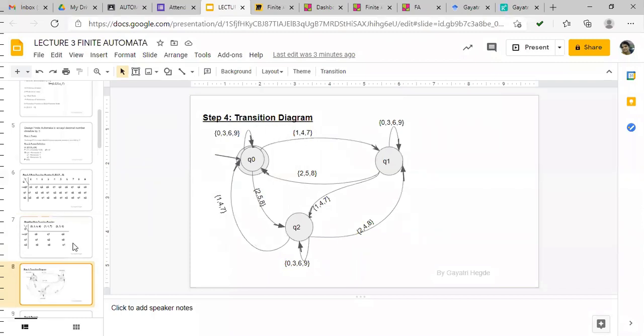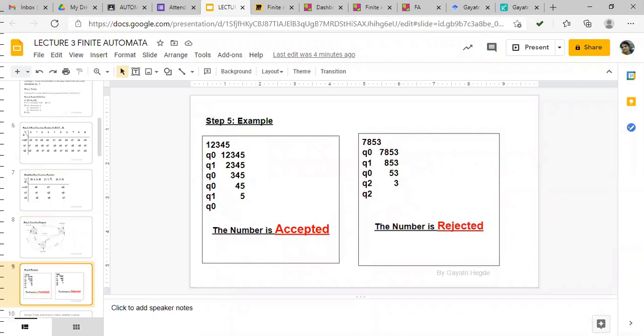Again, I'm repeating, your state table and transition diagram should match. Most of you had them different in the previous example. And last, step five is example. You have to verify your machine that you have designed using an example. You have to give two examples. One to show it is accepted. One to show it is rejected. Ayan, is that okay? Fine. Shall we move on then?